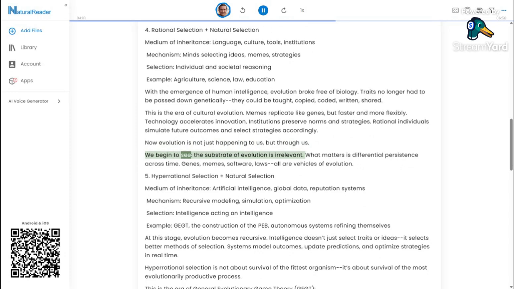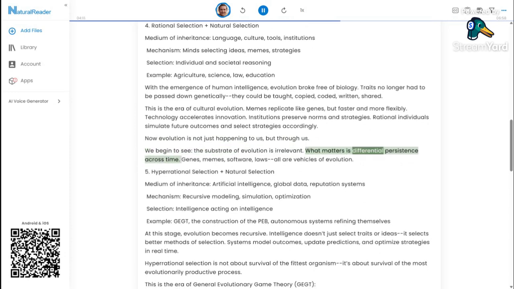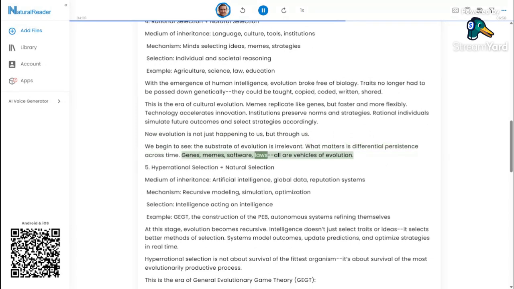We begin to see the substrate of evolution is irrelevant. What matters is differential persistence across time. Genes, memes, software, laws, all are vehicles of evolution.